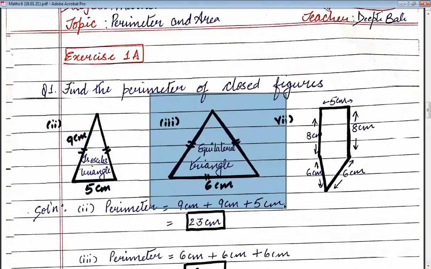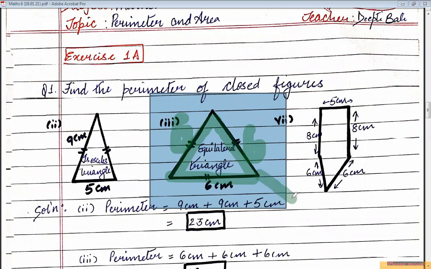Now children, you can use the basic rule for finding perimeter or you can apply the formula. Let us discuss both. In an equilateral triangle all the three sides are equal. So if this is 6 centimeter, this is also 6, this is also 6. So now what is your answer? The perimeter is equal to 6 plus 6 plus 6. That is 18.